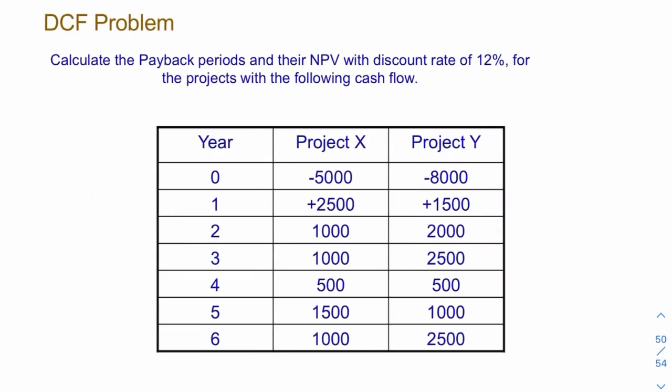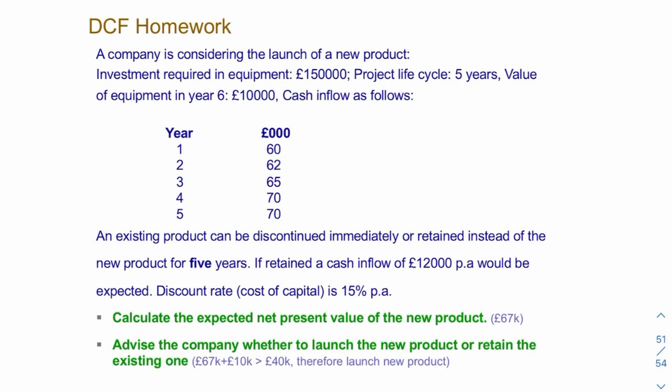Finally, last couple of slides, this is an example for you to try at home. Again, we've got two projects, X and Y, and you need to calculate the NPV with a given discount rate. And another example for you, slightly harder. Again, you're given certain information. Have a go at that. I've got the answers there. If it isn't clear, ask and we can go through it together.